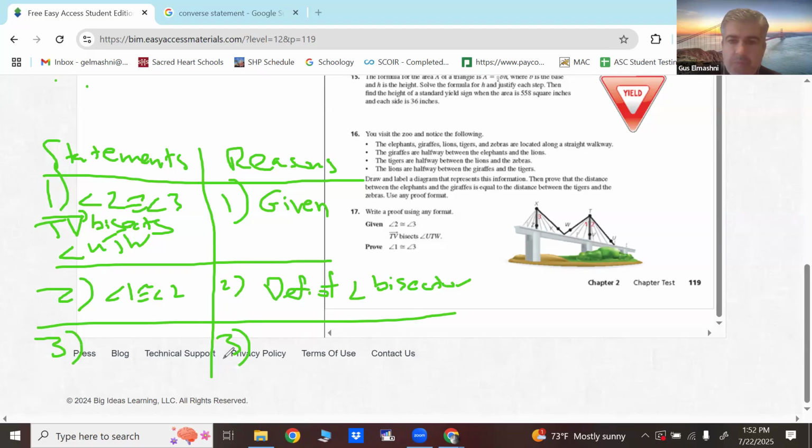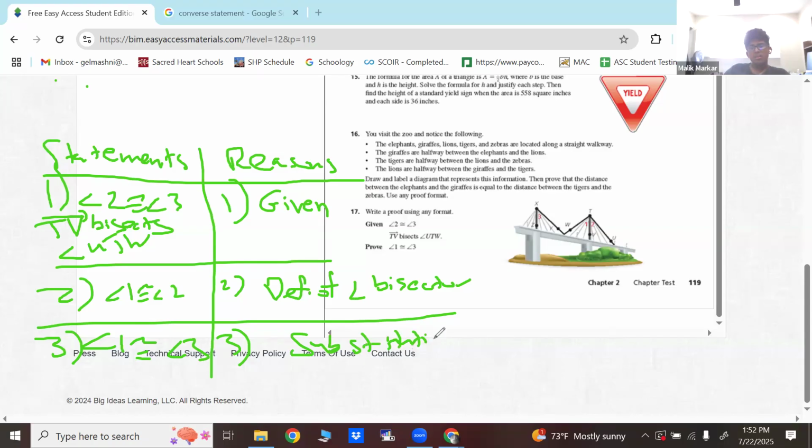Then I'm going to say that angle 1 equals, yeah, I think that's it actually. Then I say angle 1 is congruent to angle 3. That's a substitution. Yeah, that's all. That's actually a pretty simple one. Just a three-step proof, because it's the beginnings of proofs.